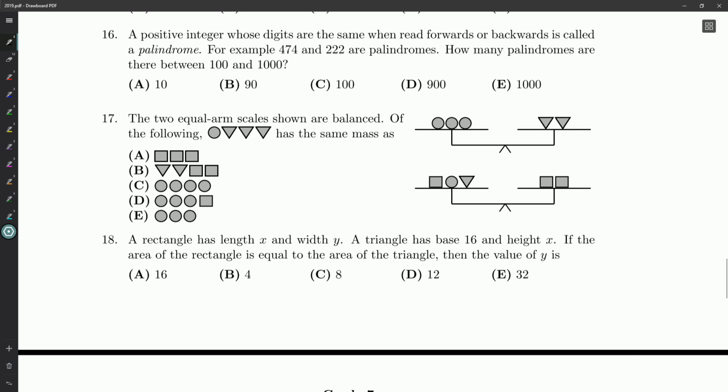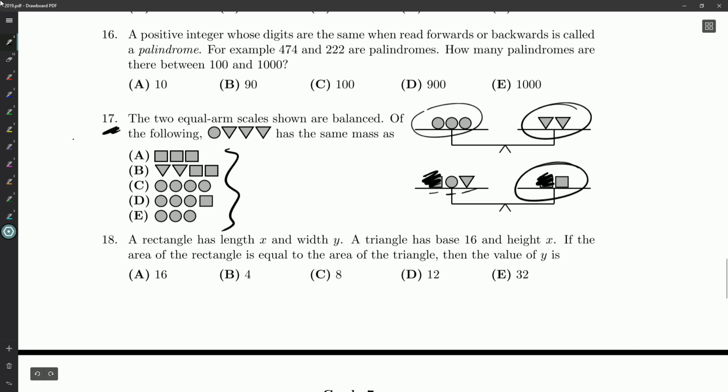In this video, we're on to question number 17 on our 2019 Grade 7 Gauss paper. Two equal arm scales shown are balanced. So we've got three circles on one side, two triangles. A square, a circle, and a triangle balances with two squares. Which, now that you think about it, well, one square balances with a square, so a square is really a circle and a triangle together. Of the following, a circle and three triangles has the same mass, so would balance with which of the following?